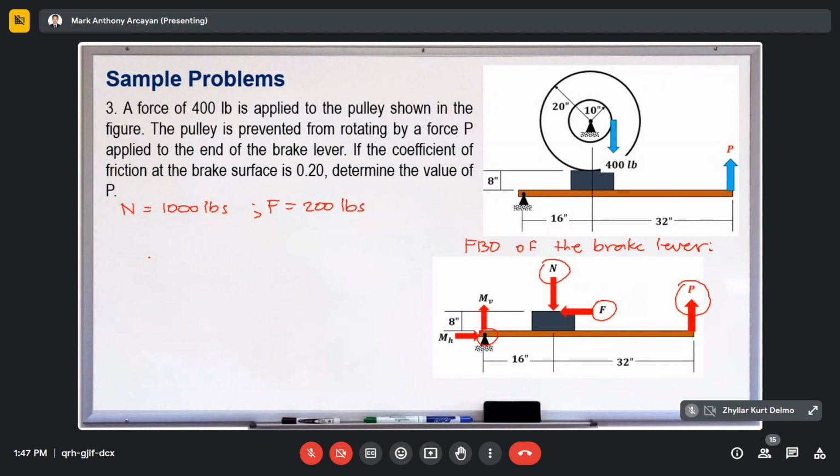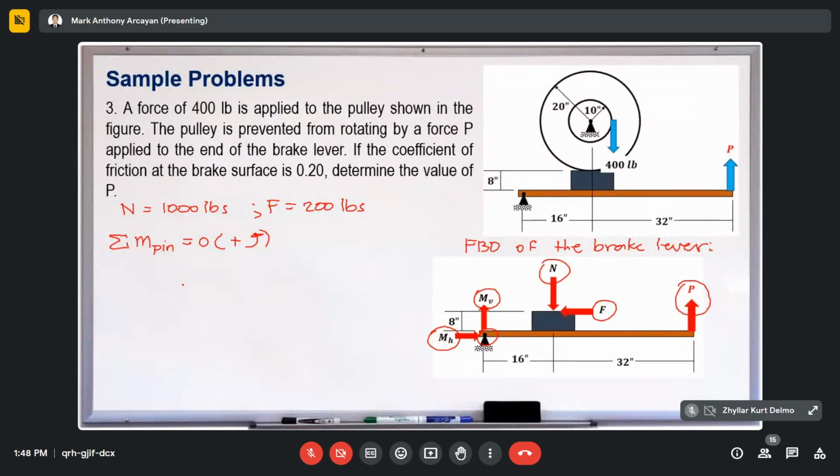Kay og mag summation of forces vertical ta, naa tay duha ka unknown, the vertical reaction at this pin as well as P. Kung mag horizontal pud ta, well ang atong makuha is the horizontal reaction and not the force P. So to optimize our solution process, we will proceed directly to summation of moment at the pin. And that is equal to 0, positive kung counterclockwise.